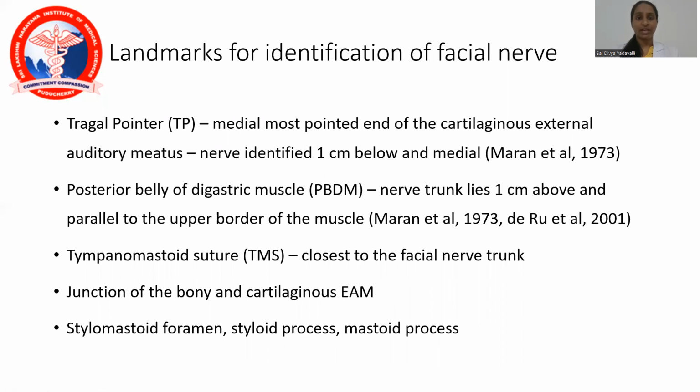There are multiple landmarks proposed for the identification of the facial nerve, including the tragal pointer, the posterior belly of the digastric muscle, the tympanomastoid suture, and the junction of the bony and cartilaginous parts of the external auditory meatus. Also, the facial nerve can be identified when it exits the skull at the stylomastoid foramen, near the styloid and mastoid processes.